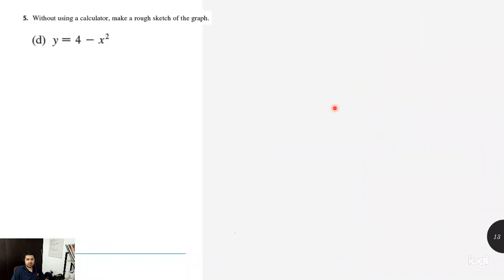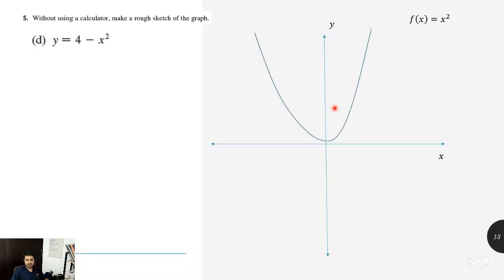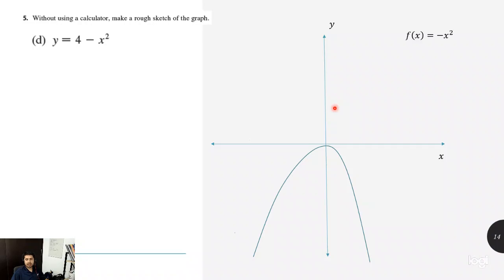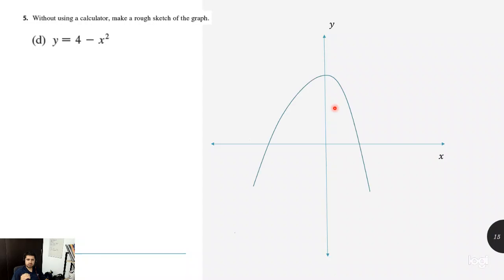Okay, without using a calculator, make a rough sketch of the graph. So again, I did something similar. We have f of x equal to x squared. We already know that this is something like this, but because it is negative, it should be something like that. It opens downward, and then we just get the 4. So we take this one up 4 units. So at the end of the day, we finish with this one.